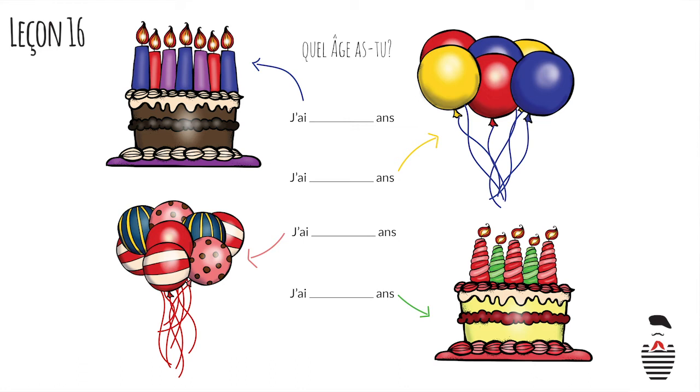Comptez. 1, 2, 3, 4, 5. So how old is he? 5. So you will say, j'ai 5 ans. J'ai 5 ans. Très bien.